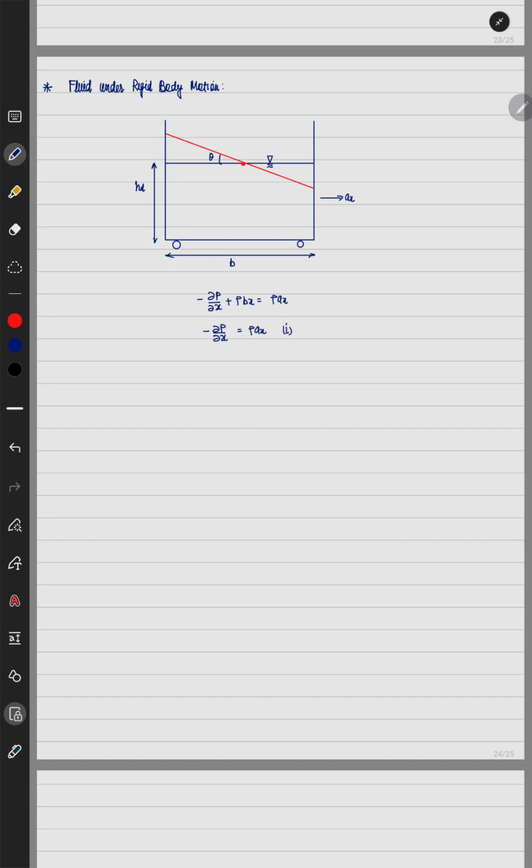This is the first equation. For the second equation, I can write minus del p by del y plus rho by is equal to rho into ay. Now what is the force acting in the y direction? There is no acceleration in the y direction. What is the force acting in the y direction? Minus del p by del y plus rho into body force per unit mass, which is given by minus g.